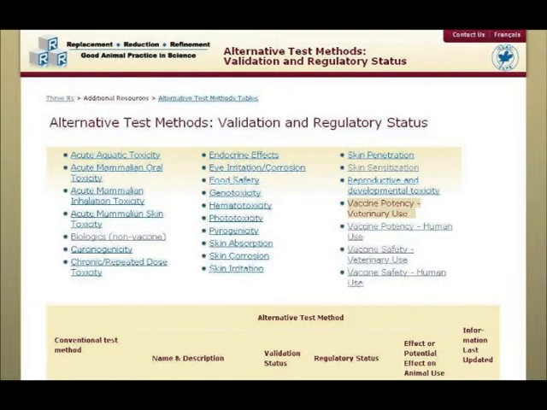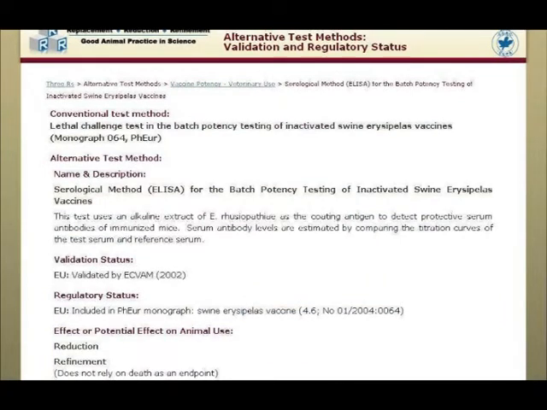So here we are at the first slide, which reads vaccine potency, veterinary use. So the conventional test method is the lethal challenge test in the batch potency testing of inactivated swine Erysipelas vaccines. I think you pronounce this Erysipelas. So that's the conventional test, and the name and description of the alternative test is the serological method for the batch potency testing of inactivated swine Erysipelas vaccines. The description of the test reads, this test uses an alkali extract of E. rhusiopathiae as the coating antigen to detect protective serum antibodies of immunized mice. Serum antibody levels are estimated by comparing the titration curves of the test serum and reference serum.